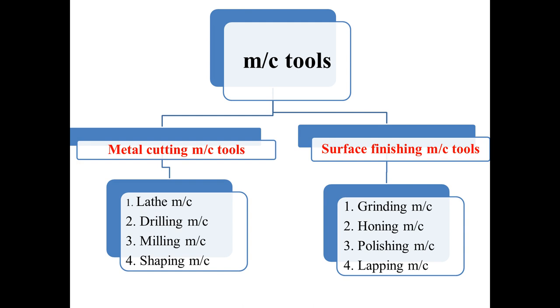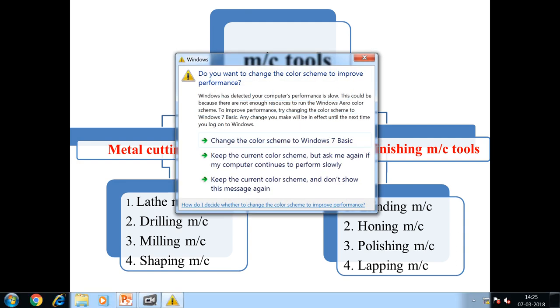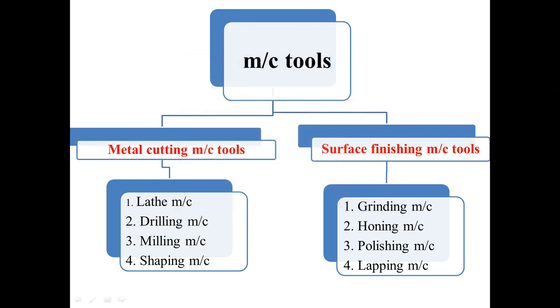The machine tools are again classified as metal cutting machine tools and surface finishing machine tools. Out of which, as discussed, we have a syllabus of three machines: lathe machine, drilling machine, and in the second type, surface finishing, grinding machine principles or operations. Milling machine and shaping machine are not in the syllabus, but for general knowledge they are placed here. The metal cutting machines are milling and shaping, whereas surface finishing machine tools are grinding. These second, third and fourth surface finishing machine tools are not in the syllabus. It is just to know different grinding or surface finishing operations such as honing, polishing and the lapping process.